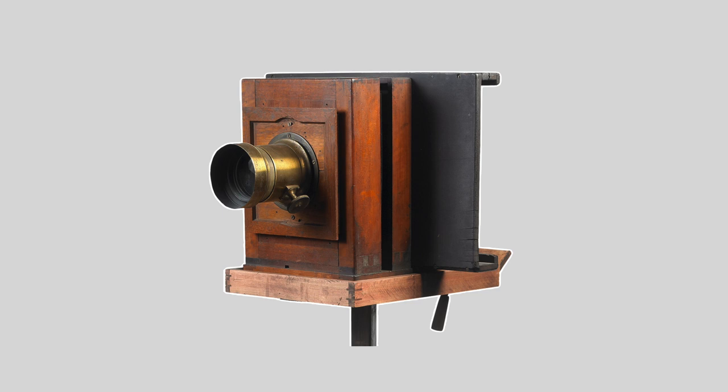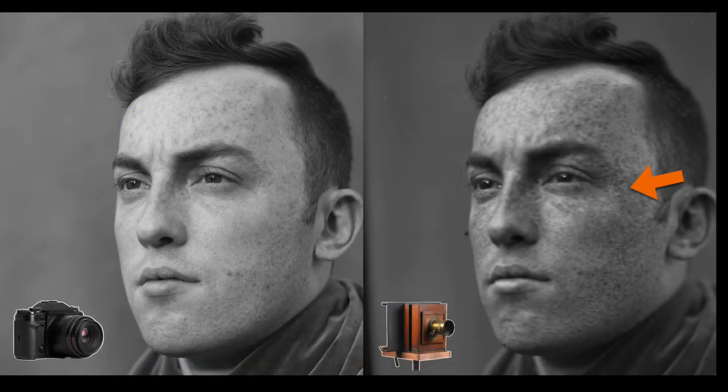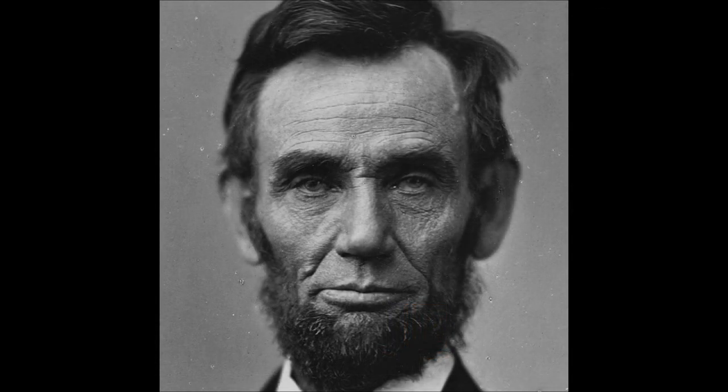Did you know that cameras can also be colorblind? The earliest films were only sensitive to short wavelengths, blue and ultraviolet. Those wavelengths exaggerate wrinkles and freckles. So Lincoln probably didn't look this wrinkled in real life. We can now use AI to restore the missing wavelengths and better predict how he actually appeared.